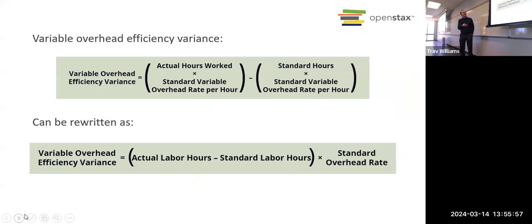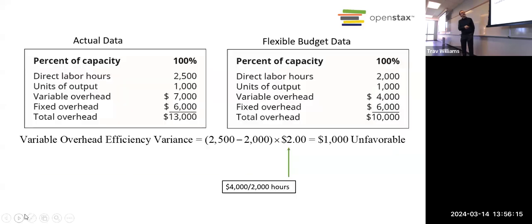As I mentioned, there's also the efficiency variance for your variable overhead. This formula probably will look familiar. Actual hours times the standard rate minus standard hours times the standard rate. Just like we did with material quantity and labor time. Right? We have a simplified version of that formula. So here again, this time we've got the flexible budget over here. We have actual data here. So let's see what's going on here.